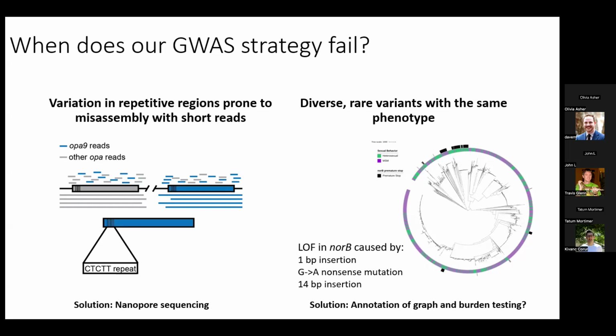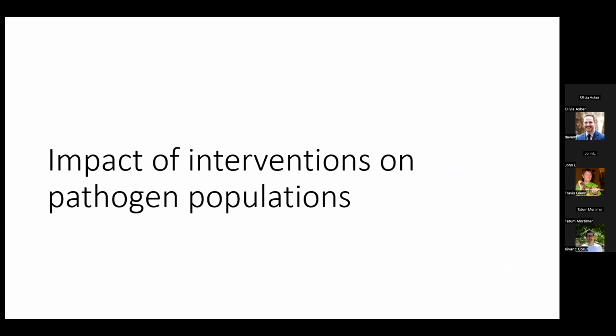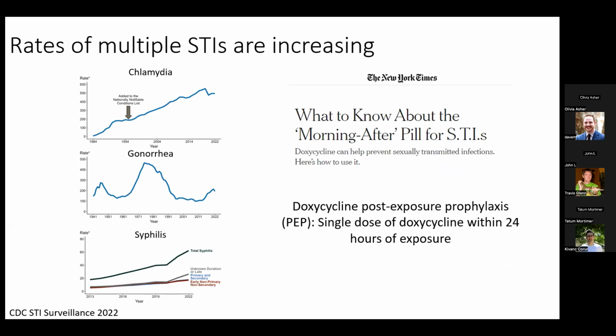So lastly, I'll just talk about our work trying to understand the impact of interventions like changes in antimicrobial use on pathogen populations. So I told you that rates of gonorrhea are increasing, but this is actually true across a number of bacterial STIs. So rates of chlamydia are increasing, rates of syphilis are increasing. And I think especially for syphilis, which can have extremely severe outcomes for neonates, this is quite concerning.